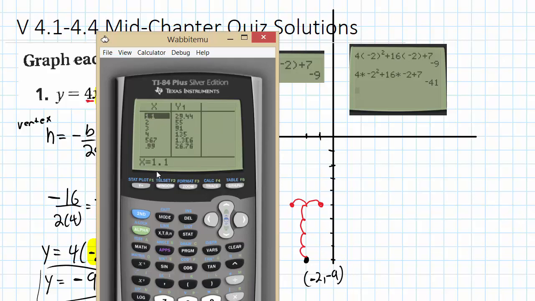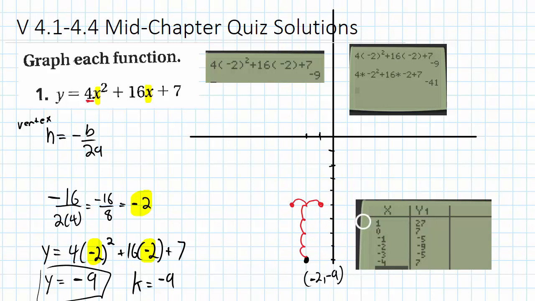Now you can also go into your table function in your calculator, or just plug in your own table values that you want. And I can just plug in some x values, generate the y values. But I guarantee that if I plot these points, they'll match all the points that I have so far. The vertex being at negative 2 comma negative 9. Those points 0 comma negative 1, negative 1 comma negative 5, negative 3 comma negative 5.